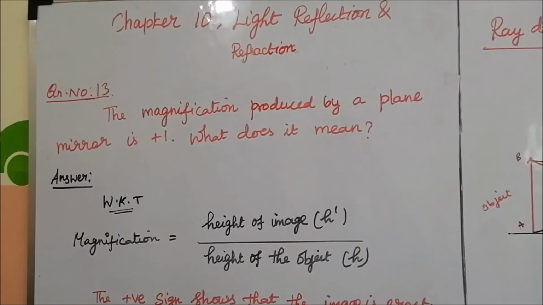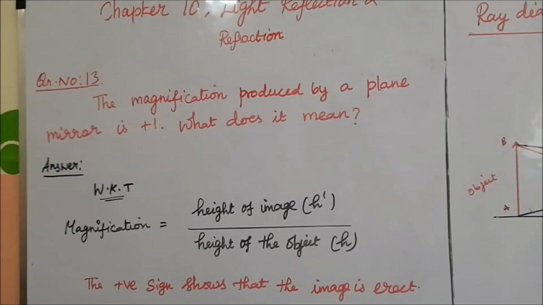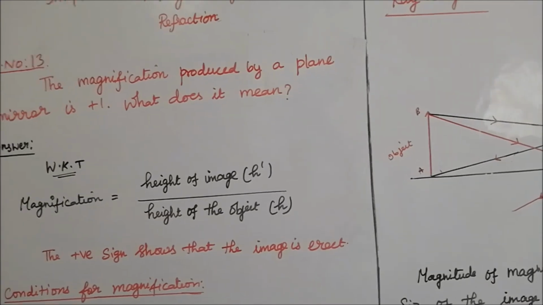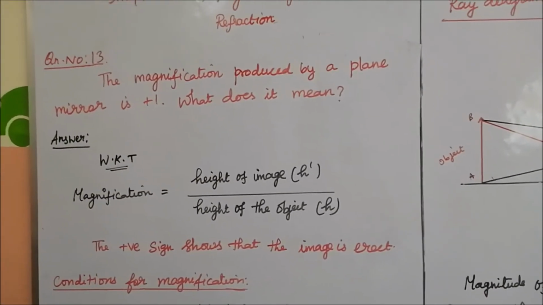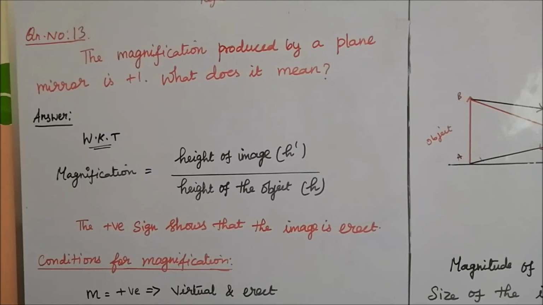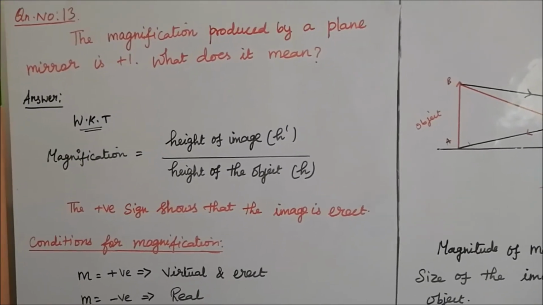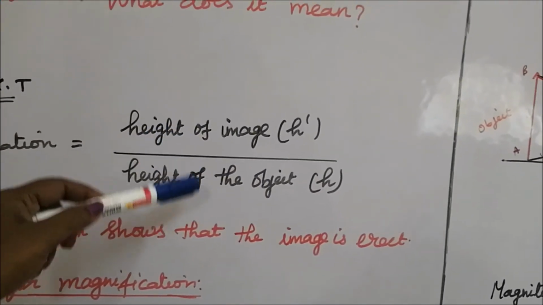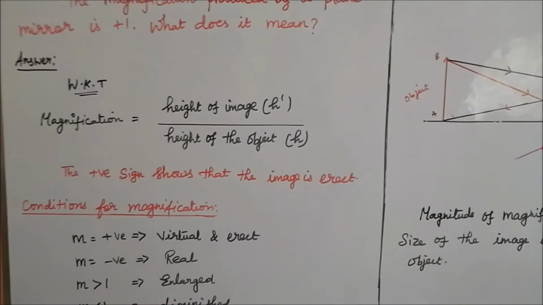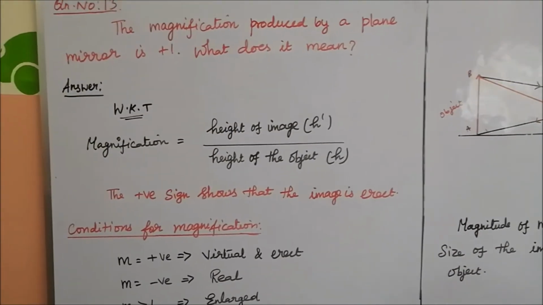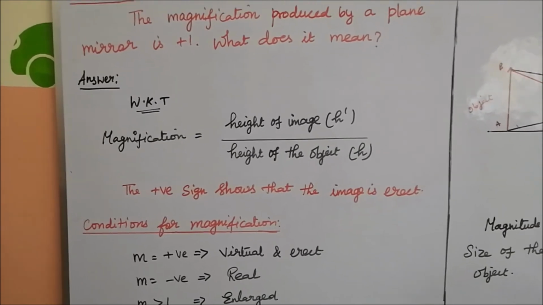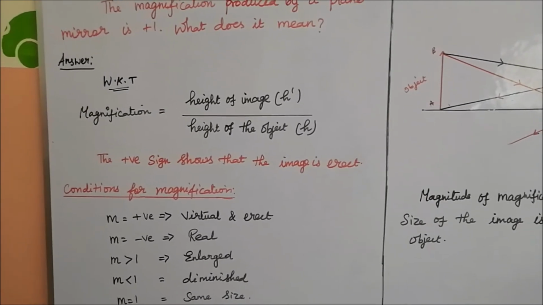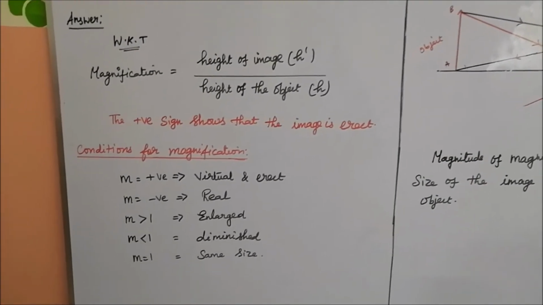Question number 13. The magnification produced by a plane mirror is +1. What does it mean? To answer this question, what is the concept? Actually, what is magnification? We know that magnification is the height of the image divided by the height of the object. To get 1, these two values should be equal. So, the height of the image should be equal to the height of the object to get magnification 1. And to get +1, the positive sign shows that the image should be erect.